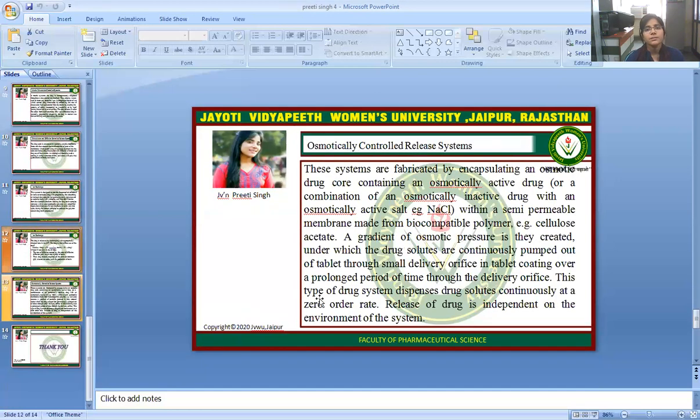Now we come to the osmotically controlled release system. These systems are fabricated by encapsulating an osmotic drug core, containing an osmotically active drug or a combination of an osmotically inactive drug with an osmotically active salt, for example NaCl, with a semi-permeable membrane made from a biocompatible polymer, for example cellulose acetate. Cellulose derivatives are also preferred in the osmotically controlled release system.